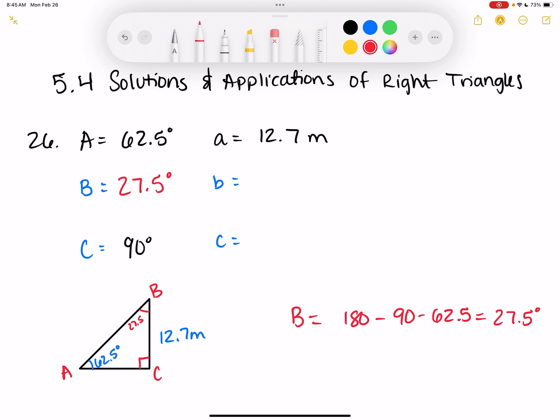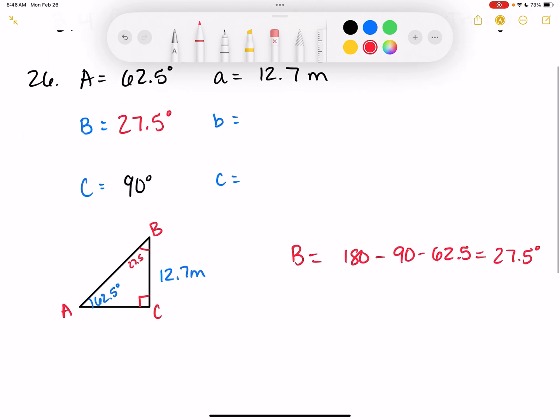So I'm going to use trig functions to find those, because we know how to use the Pythagorean theorem, but I have to have two sides to be able to do that. So I'm going to do the tangent of 62.5 is equal to 12.7 over, this is side B, so tangent of the angle 62.5 is equal to 12.7 over B.